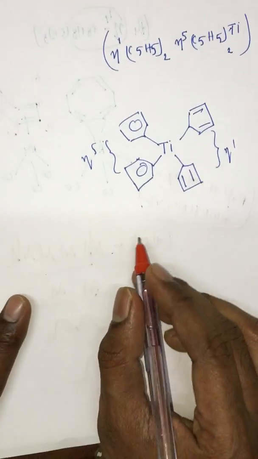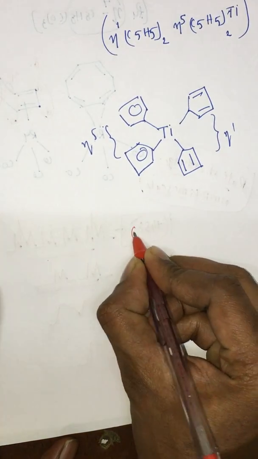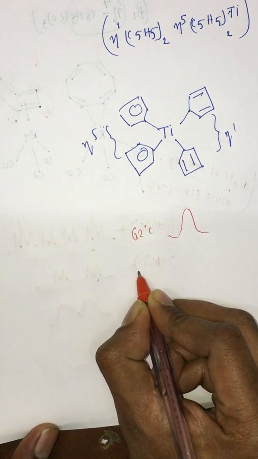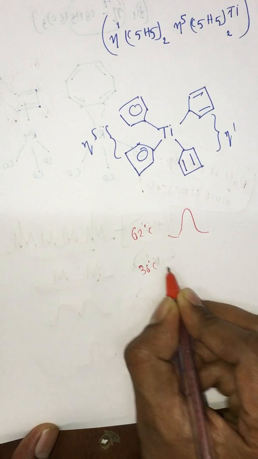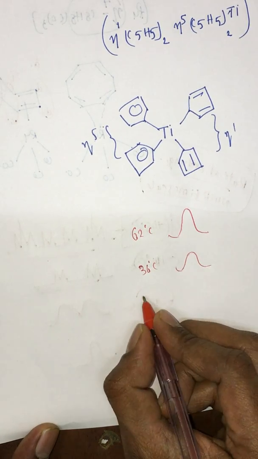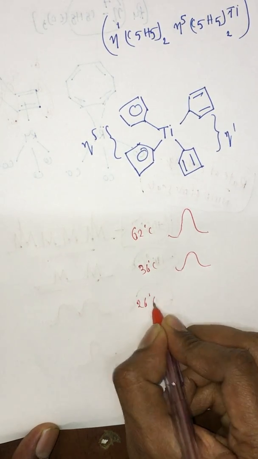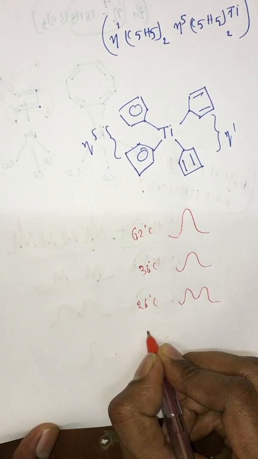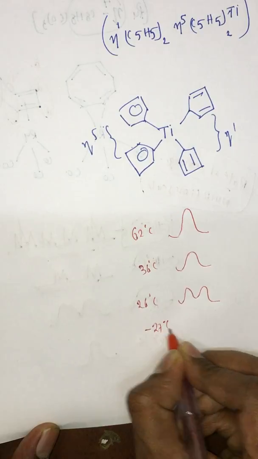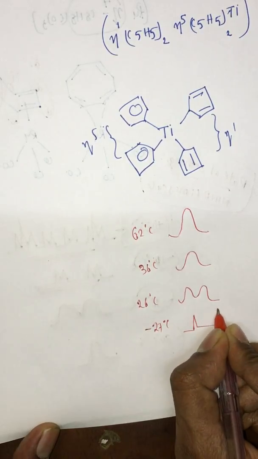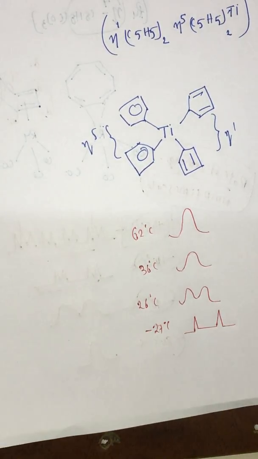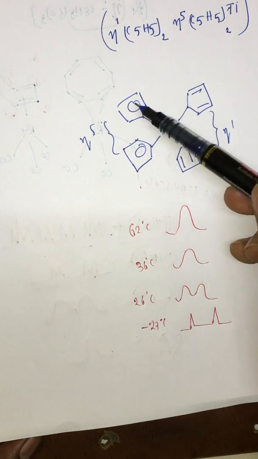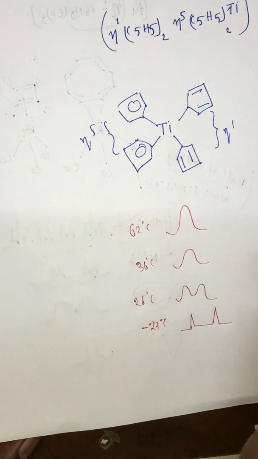If we record the spectrum at 62 degrees centigrade, we will get a broad singlet. At 36 degrees centigrade, we will get a still broad singlet, and at 26 degrees centigrade we will get a two-line signal. At minus 27 degrees centigrade we will get two sharp signals. So here we have two different types of cyclopentadienyl, η5 and η1.